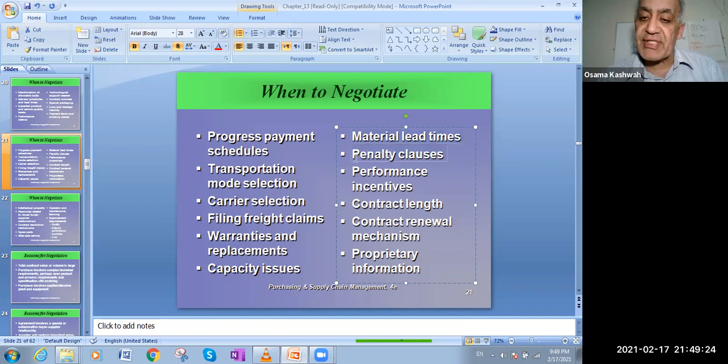Penalty clauses, you want to add penalty clauses in case you didn't deliver to me in this time. There will be a penalty in the contract. Performance as punishment. Penalty means punishment. Performance incentives, in case you did all I need in the time, then you will take incentives. Contract lengths, also contract renewal mechanism, this is another point.